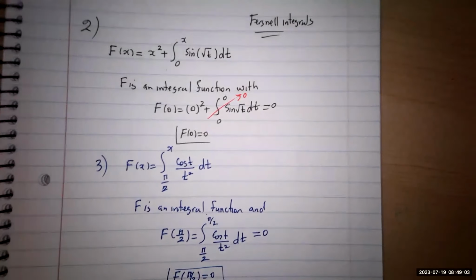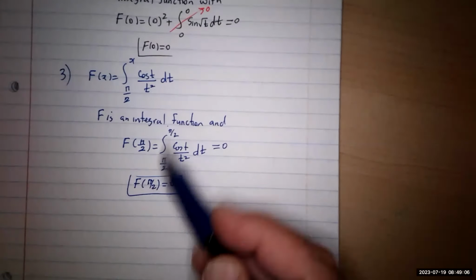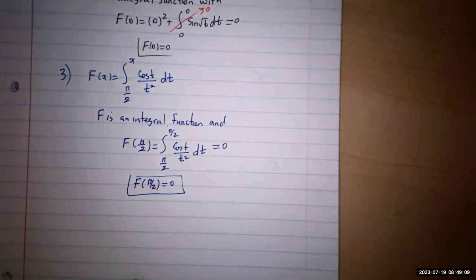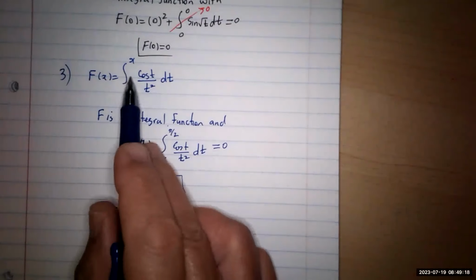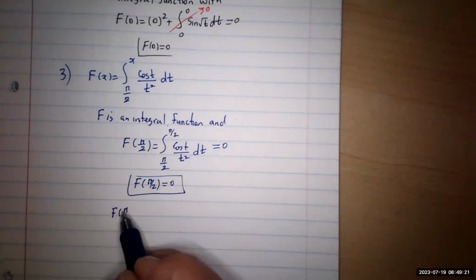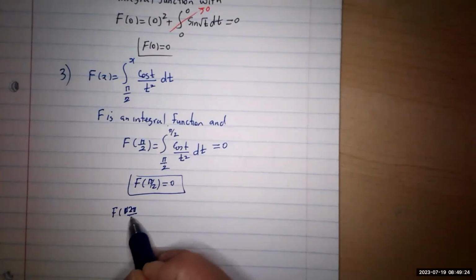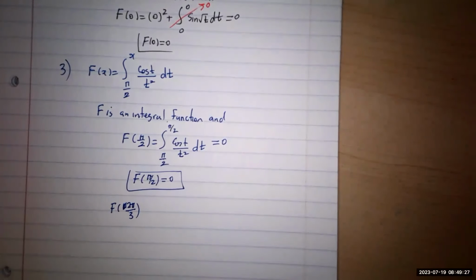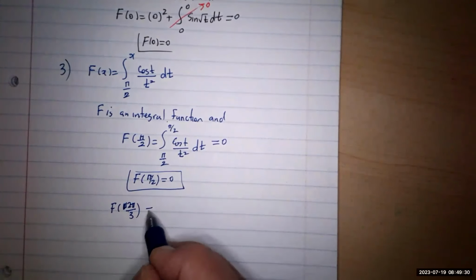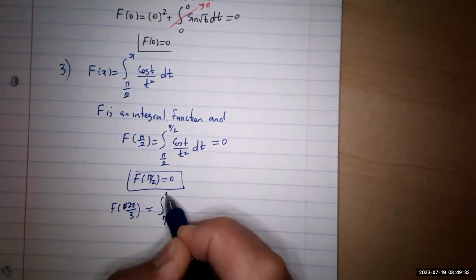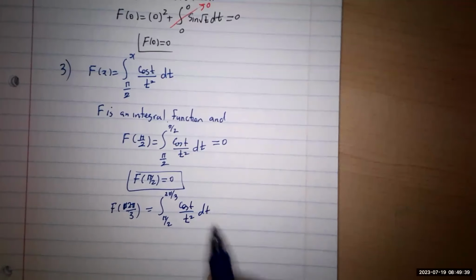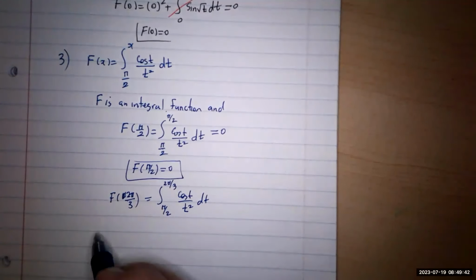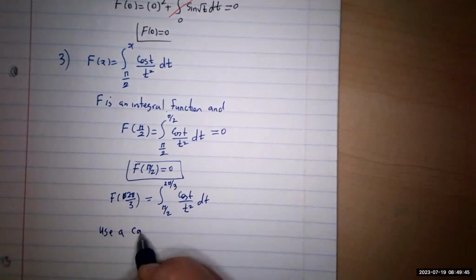If they give you a number that just matches these limits of integration, fine. But if you want to find anything else, you have to use a calculator. Suppose you want to know what f of 2 pi over 3 is. This would be the integral from pi half to 2 pi over 3 of cosine of t over t squared dt. You can't do it by hand. You can only use a calculator.